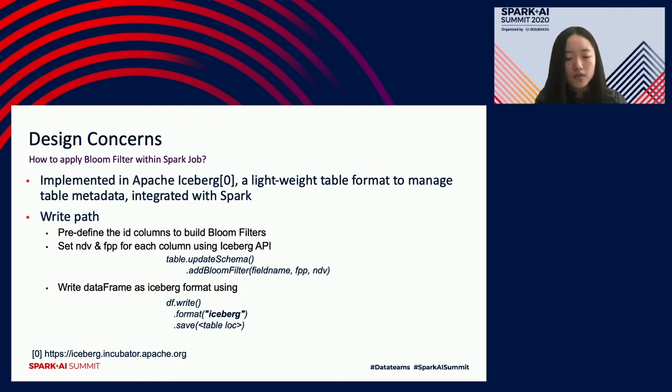In the write path, users have to predefine which ID columns they want to enable Bloom filter on, and the Bloom filter configuration is stored in the table schema. There is an API provided to configure the Bloom filter setup for each column. The user should provide the column name, FPP, and NDV in order to set up the column correctly. Once the table schema is decided, people can use the DataFrame API to write the data into the table and specify the table format as Iceberg, so that Bloom filters and data files can be generated at the same time.